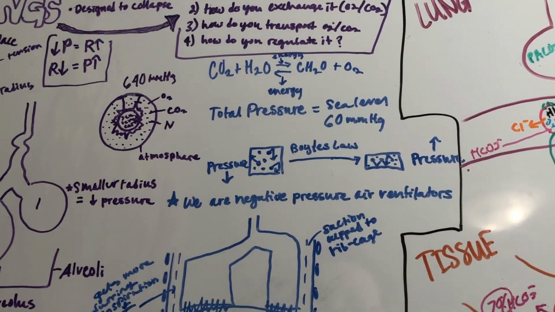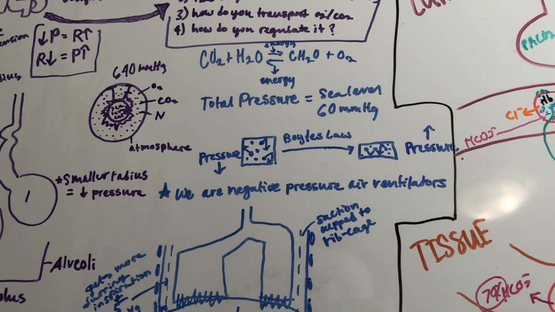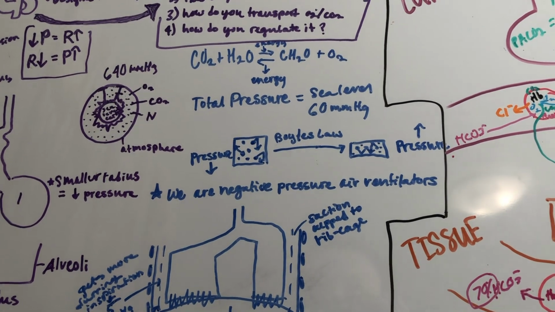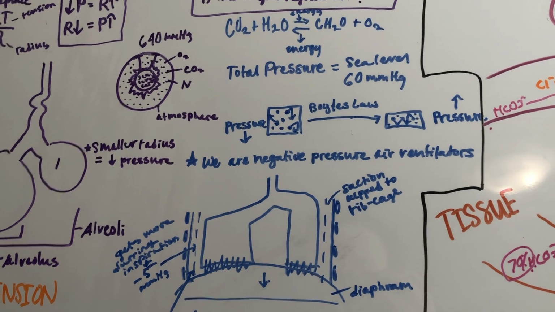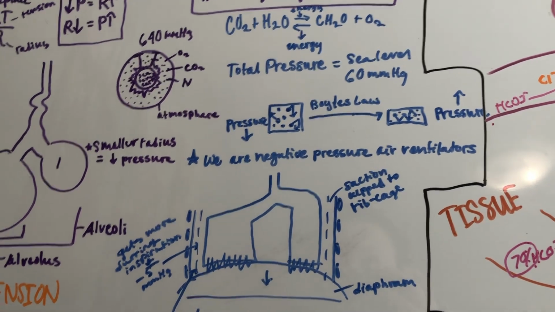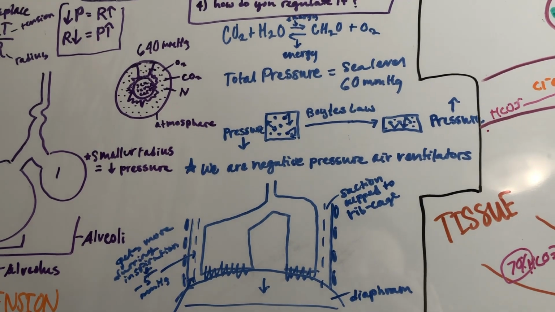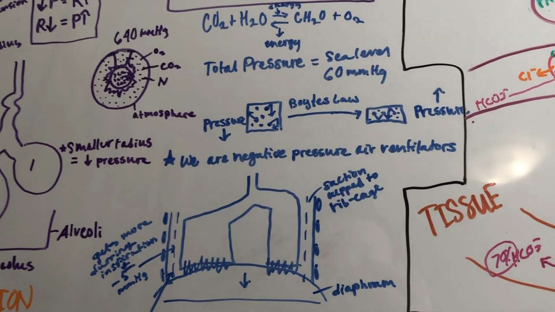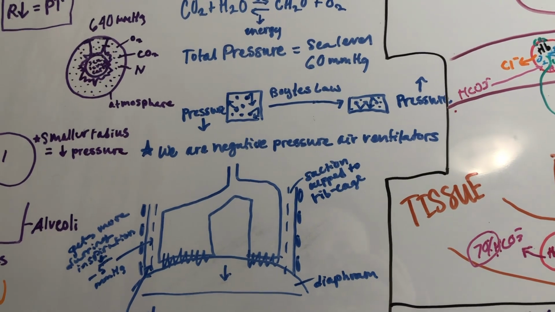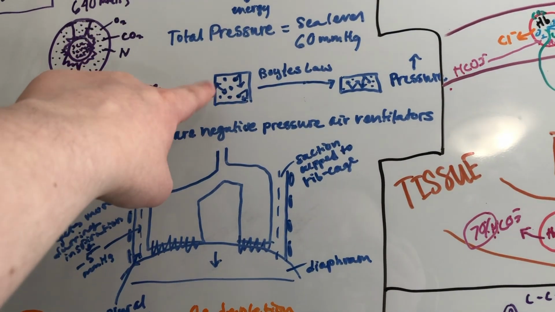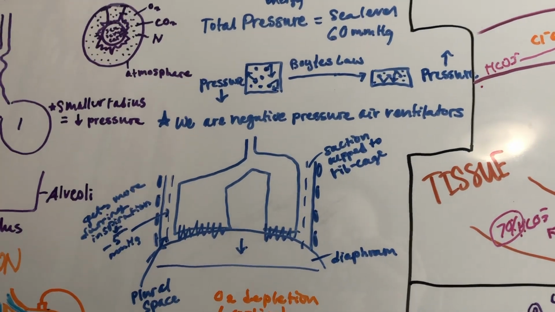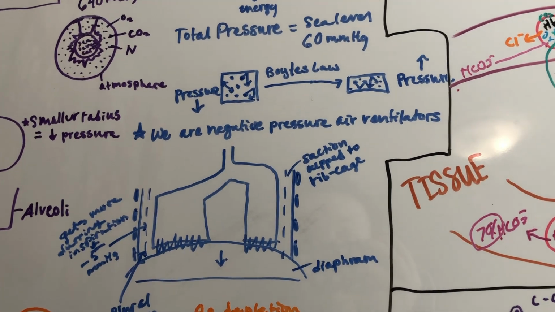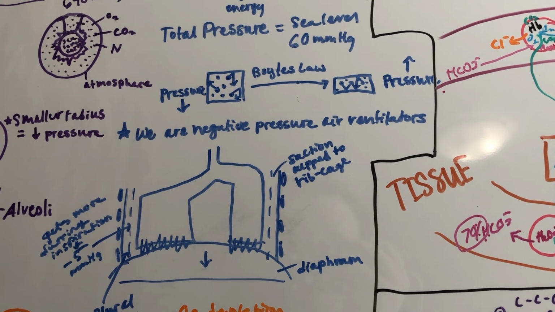So CO2 plus H2O, when you put energy in, turns into CH2O plus O2. And that kicks energy out in the other direction as well. So total pressure equals sea level. Now, we need to refer back to Boyle's law. When you have a bigger space and all these particles bouncing around in there, your pressure is going to decrease. When you have the same amount of particles but you decrease that space, that's going to increase your pressure.